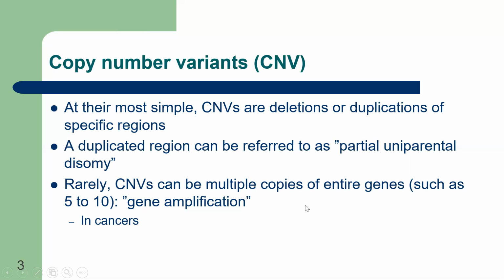Sometimes, especially in cancers, we may see copy number variants that carry larger numbers, like even 10 or more copies of a single gene. Then we talk about gene amplification, and if the amplified gene is something that is related to cell growth or growth regulation, we might have a mechanism for abnormal growth behavior of the cancer cells.